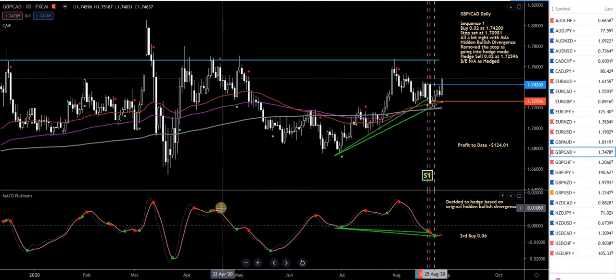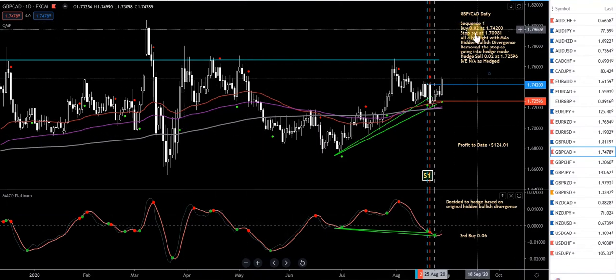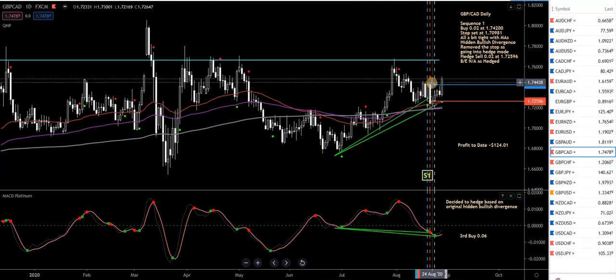This is one I am in a hedge, and I explain why. It's because of hidden bullish divergence. So my initial trade was a buy here. Next day it went against me, took the sell. I did have a stop. I removed the stop on the buy, took the sell, hedged.